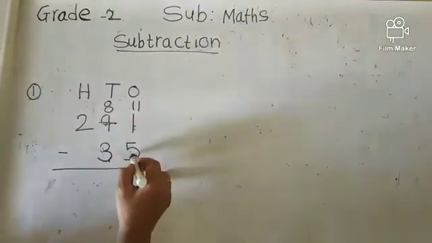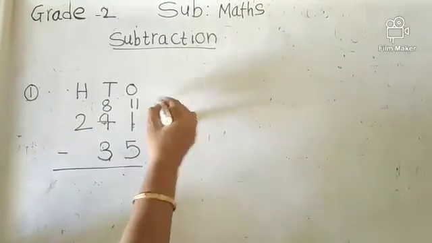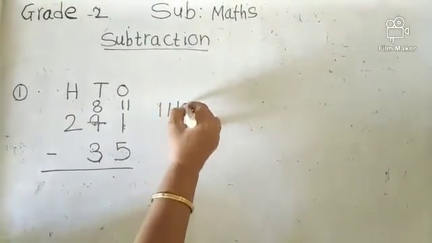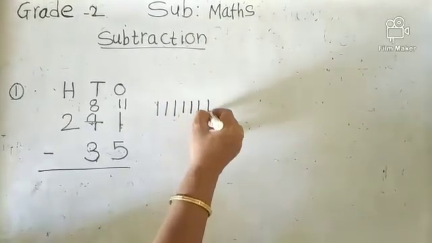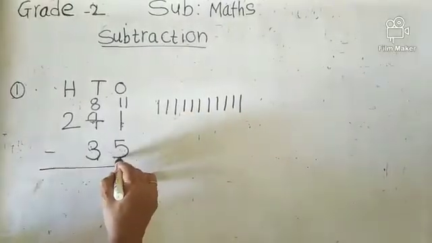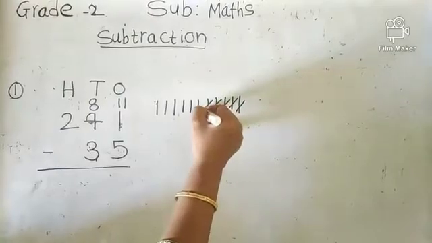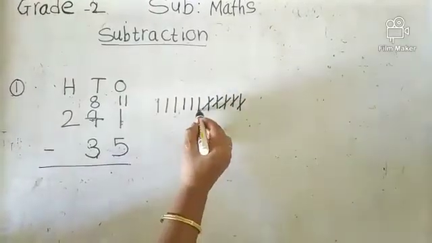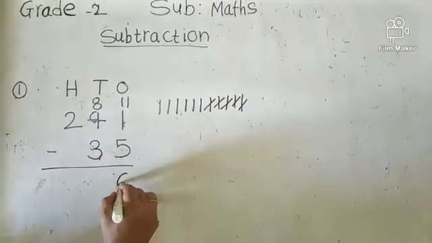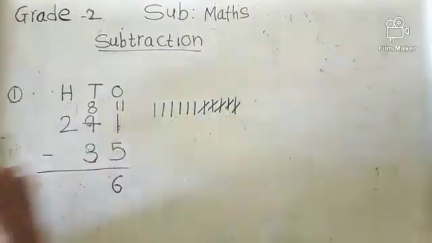Here 11 minus 5. We will do objects. We will draw 11 objects like 1, 2, 3, 4, 5, 6, 7, 8, 9, 10, 11. And then we will cross out this 5. 1, 2, 3, 4, 5. How many numbers do we get? 1, 2, 3, 4, 5 and 6. Okay. So ones place 11 minus 5. This is one method.